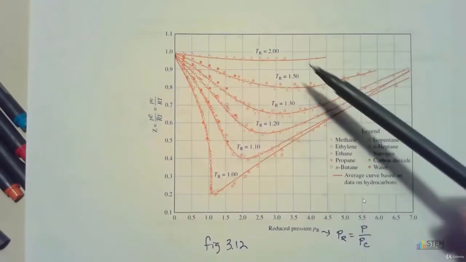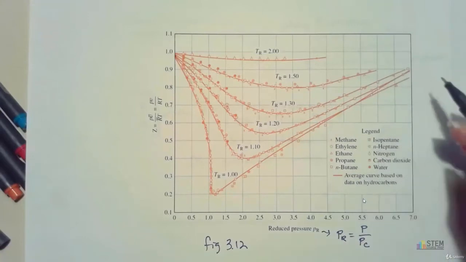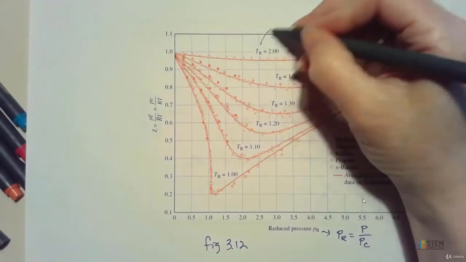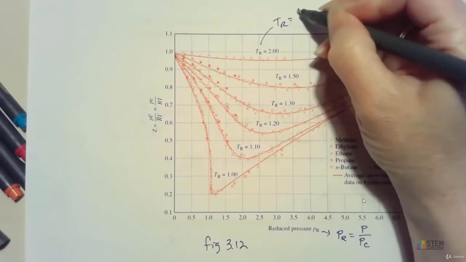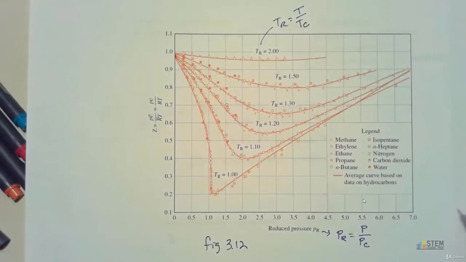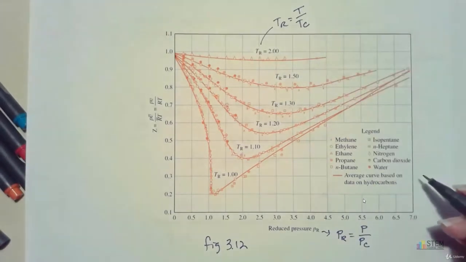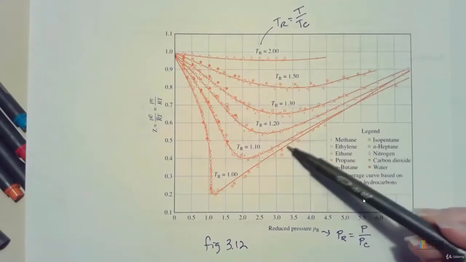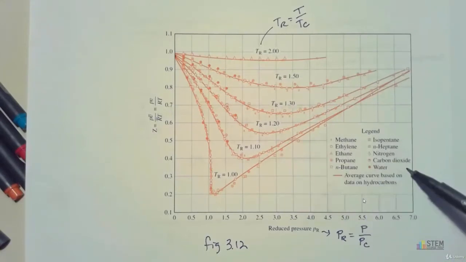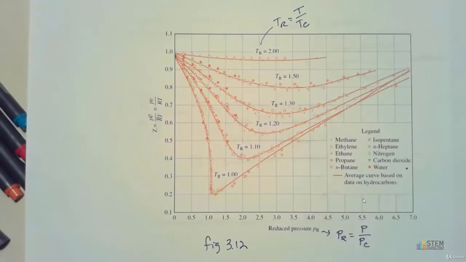Now we've also got these TR values. These TR values are reduced temperature. For this, we have our current temperature over the critical temperature. So it's just a ratio of basically how close we are to that critical temperature. Now you can see we've got these different symbols here. Those symbols represent these different substances. And this is what Z looks like if we plot it against the reduced pressure.